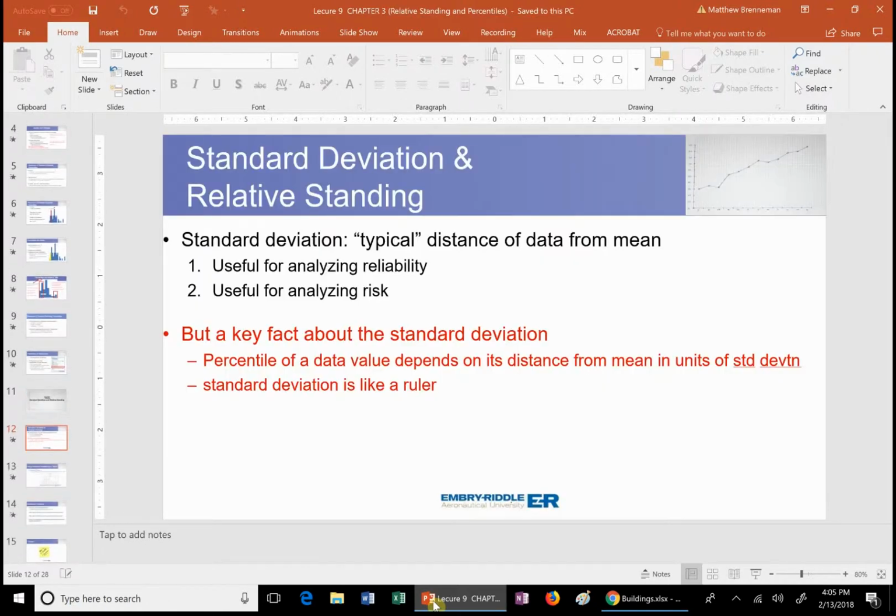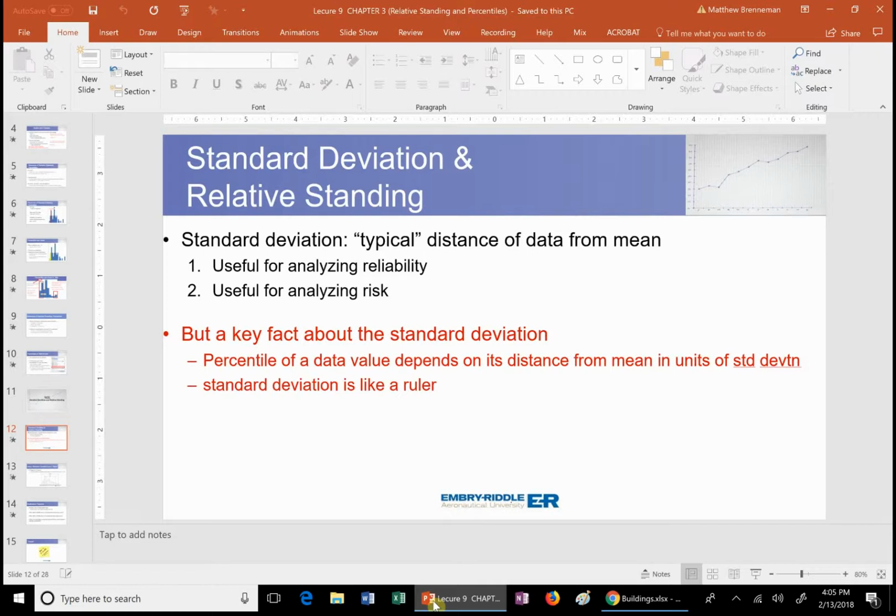Right now, we said the standard deviation is the average distance of the data values from the mean. We said it's really good when we want to look at the reliability of a product. It's good for looking at the risk of an investment, which I talked all about. Now we're going to look at standard deviation in a totally different way, a way that probably no one in this room would ever think it could be used.